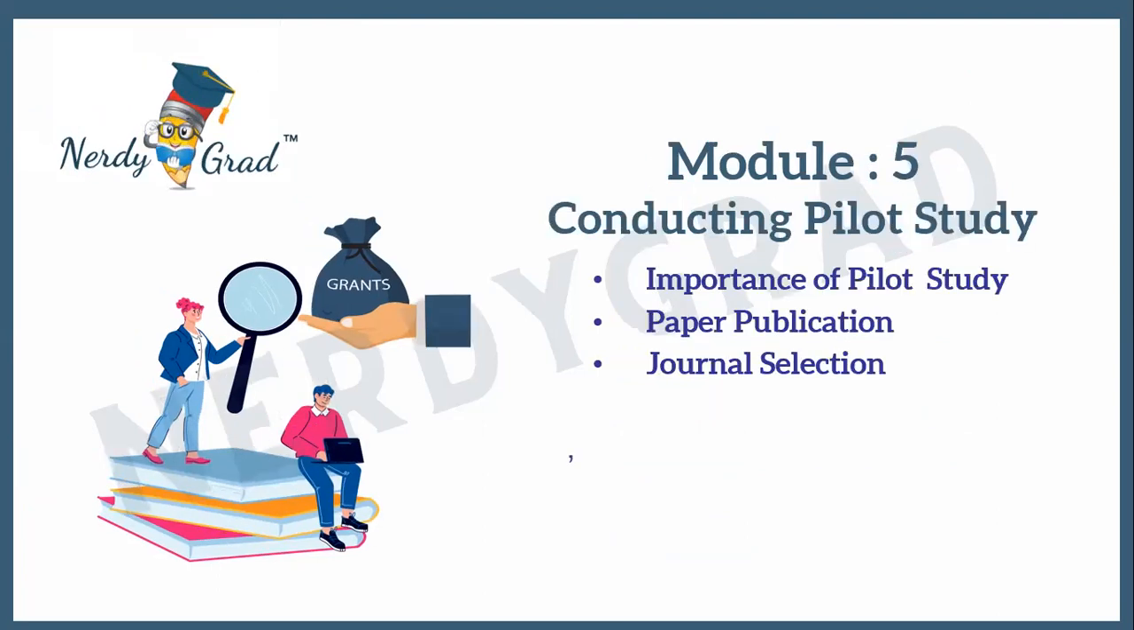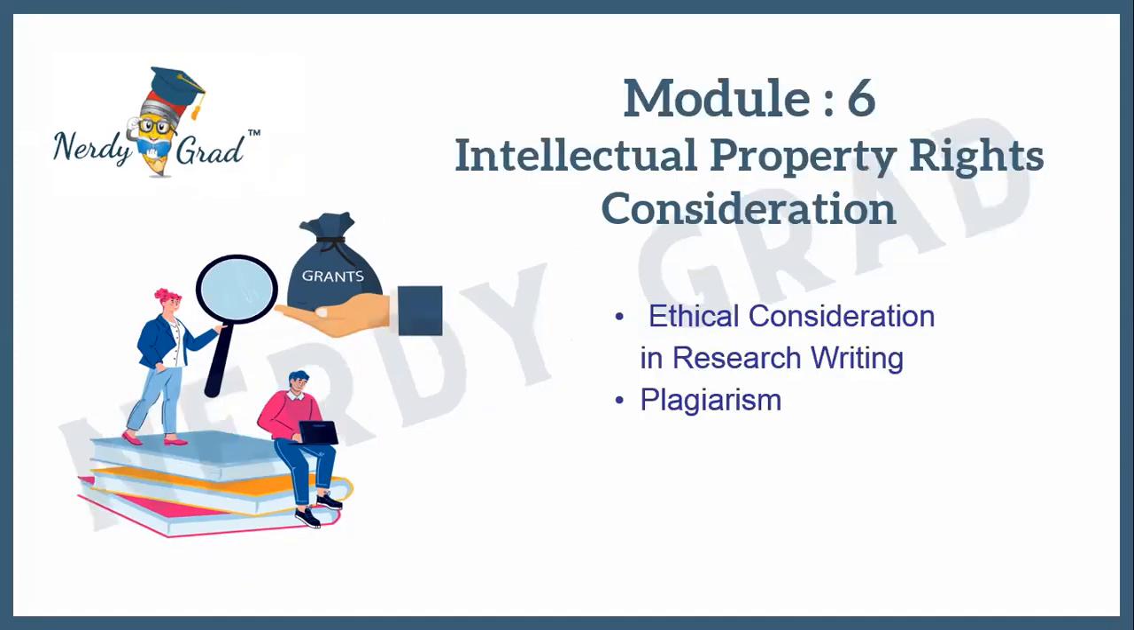Then module 5, which talks about conducting a pilot study. So we'll see the importance of a pilot study in a grant writing. Then we'll see about paper publication and how to select appropriate journal for your paper publication. Then the module 6, it talks about intellectual property rights consideration in a research writing. The subtopics are ethical consideration in research writing and plagiarism.